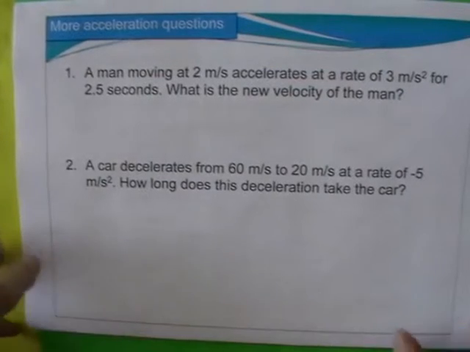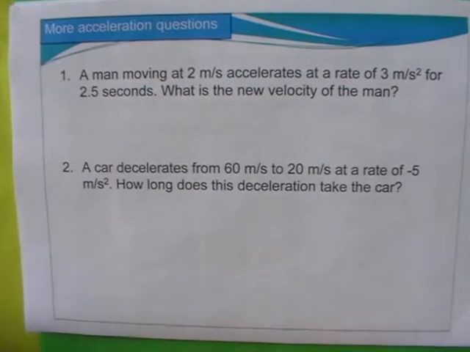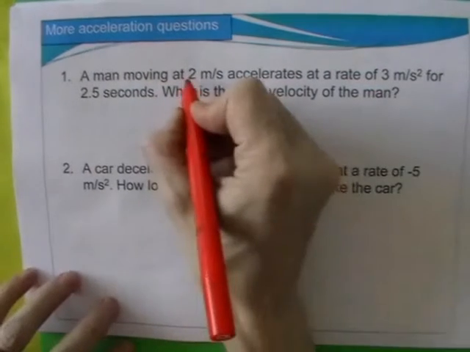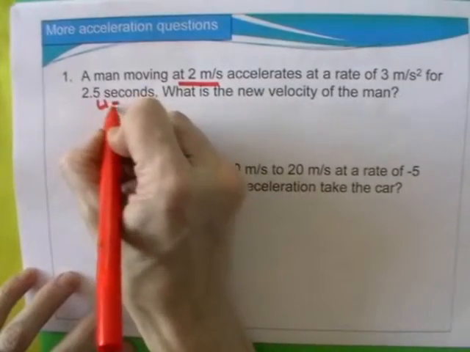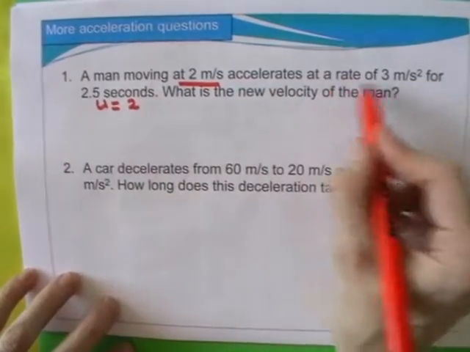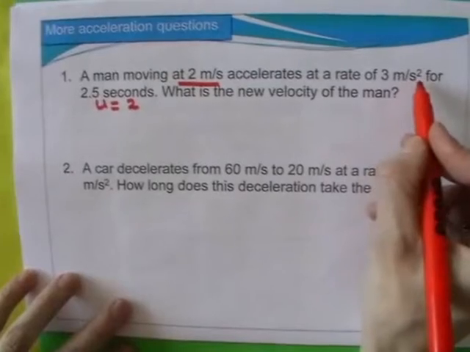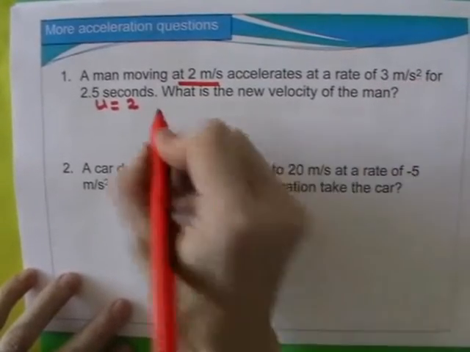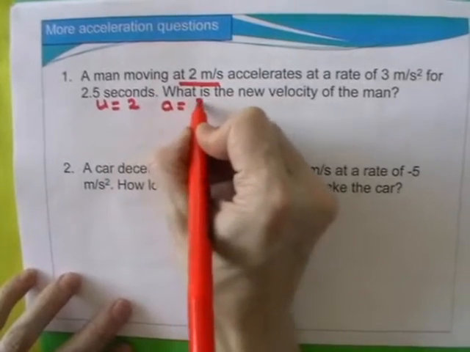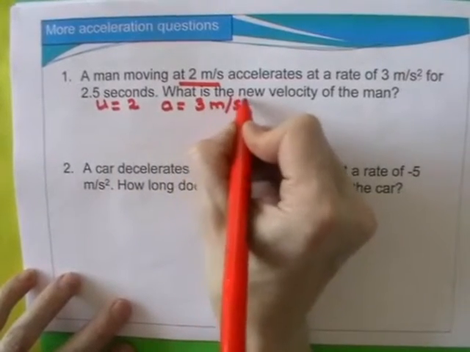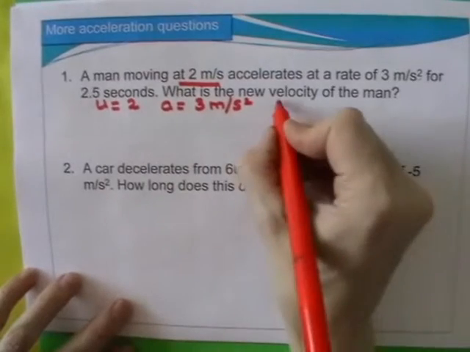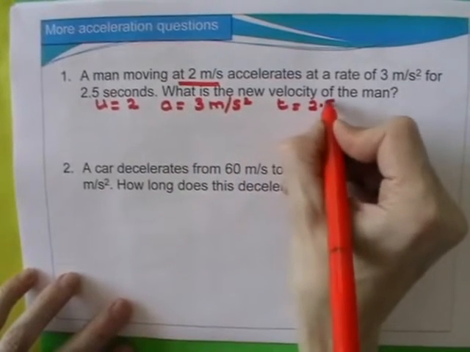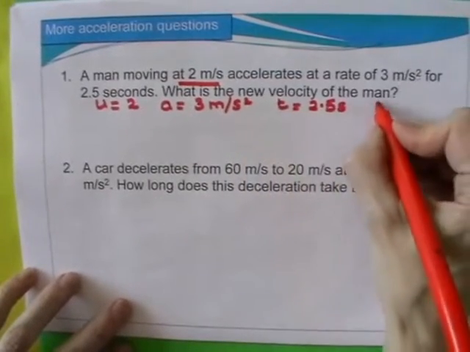A few more acceleration questions. A man moving at a speed of 2 meters per second. He then accelerates, so this is going to be our initial velocity, originally moving at 2. He accelerates at a rate of 3 meters per second squared. Now, if you weren't sure this was an acceleration, look at the unit and you can see the seconds squared there. So A equals 3. And for a time of 2.5 seconds. What is the new velocity of the man?